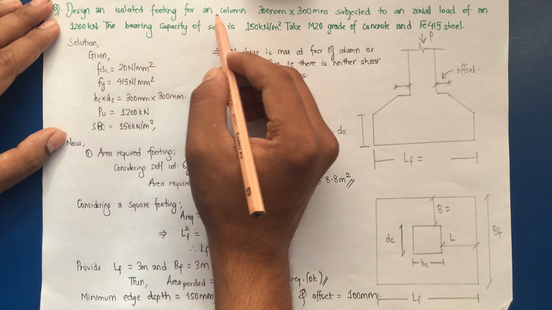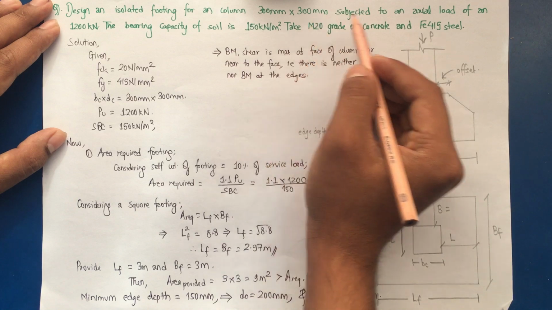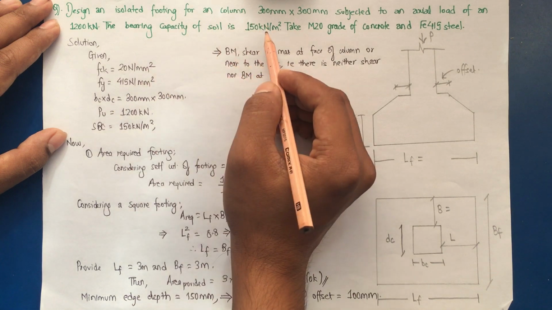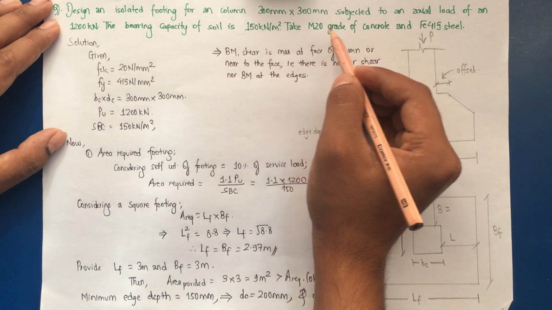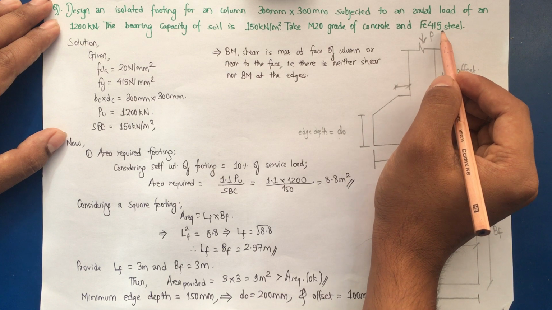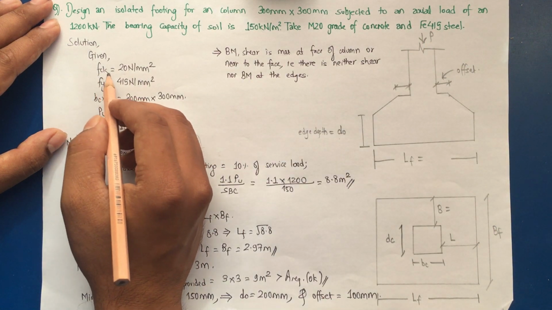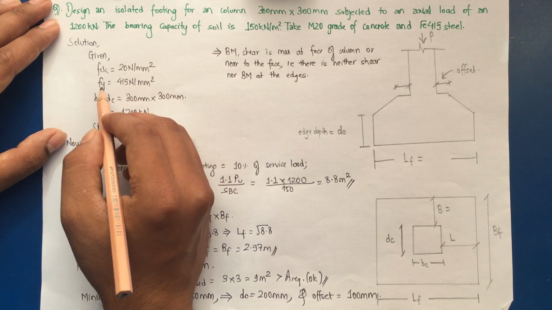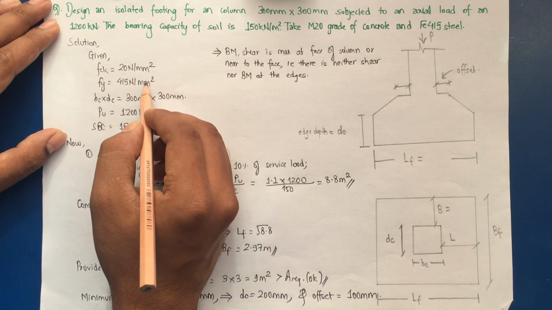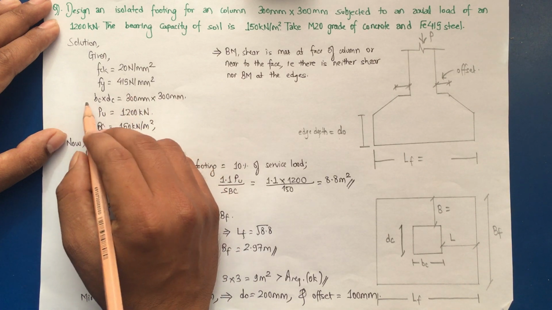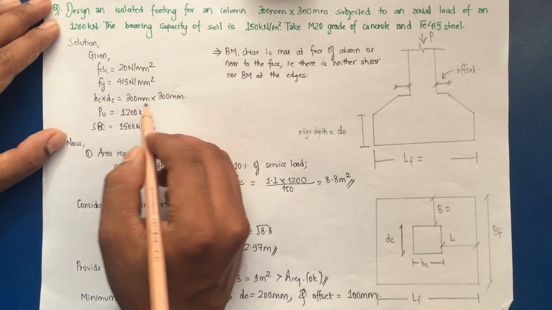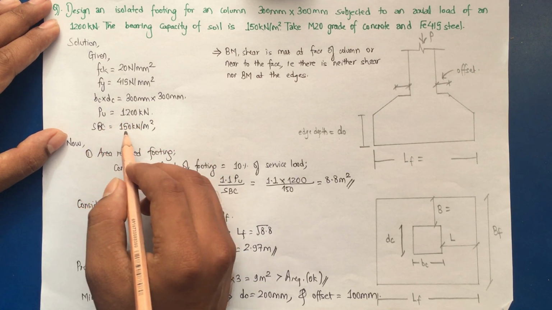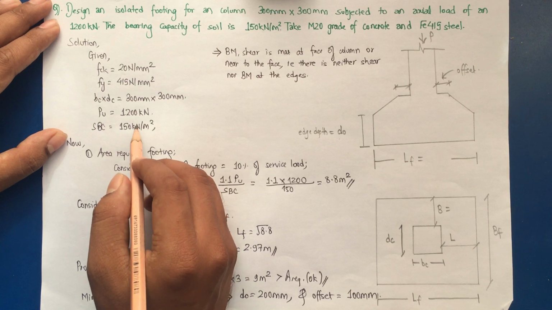Design an isolated footing for a column 300 mm by 300 mm subjected to an axial load of 1200 kN. The bearing capacity of the soil is 150 kN per meter square. Take M20 grade of concrete and Fe 415 steel. So the given conditions are fck, the characteristic strength of the concrete, 20 N/mm square. Yield strength of steel is 400 N/mm square. Width and depth of column 300 by 300. Service load is 1200 kN and soil bearing capacity is 150 kN per meter square.